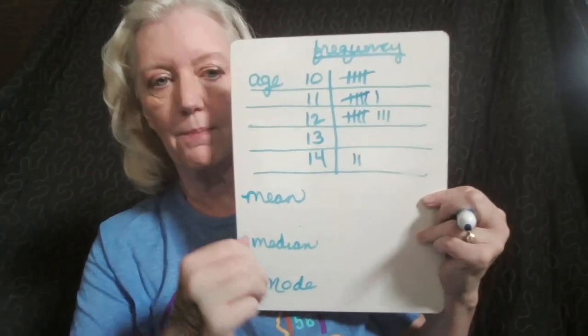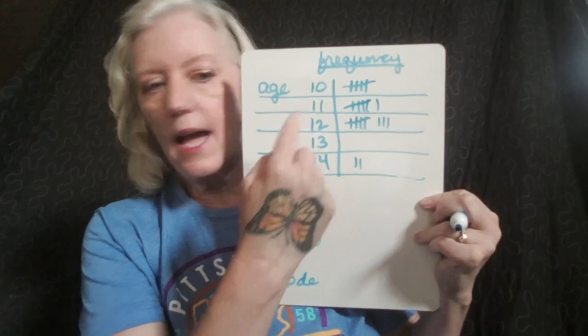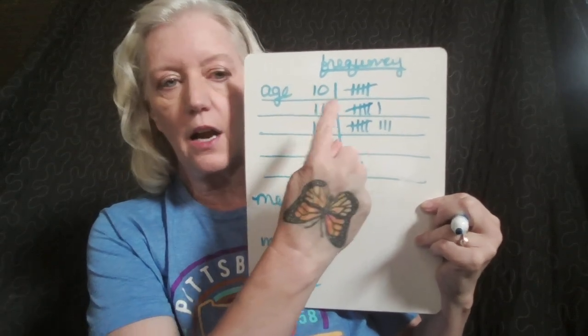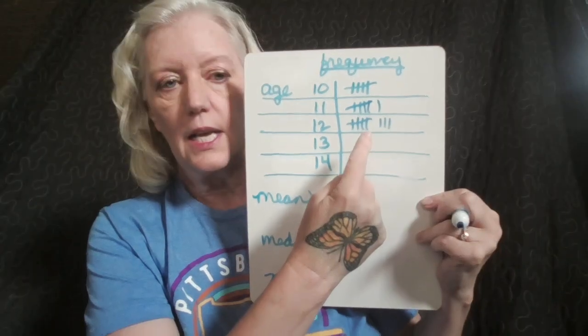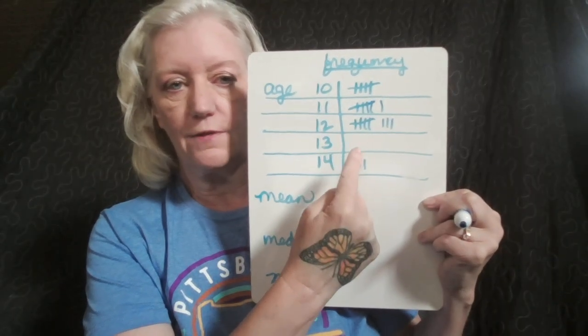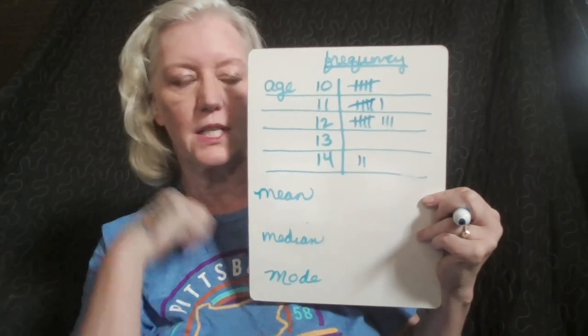So this is what I mean. This says that at whatever thing we're doing, there are 5 people who were 10 years old, 6 people who were 11 years old, 8 people who were 12, nobody was 13, and 2 people were 14.